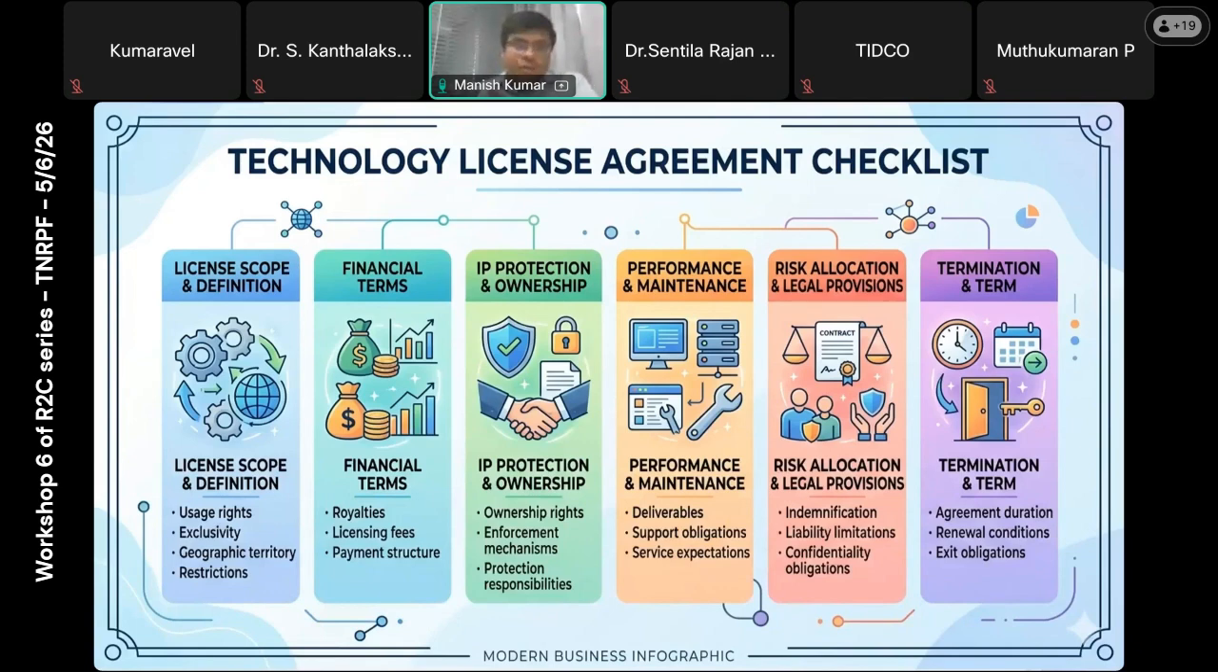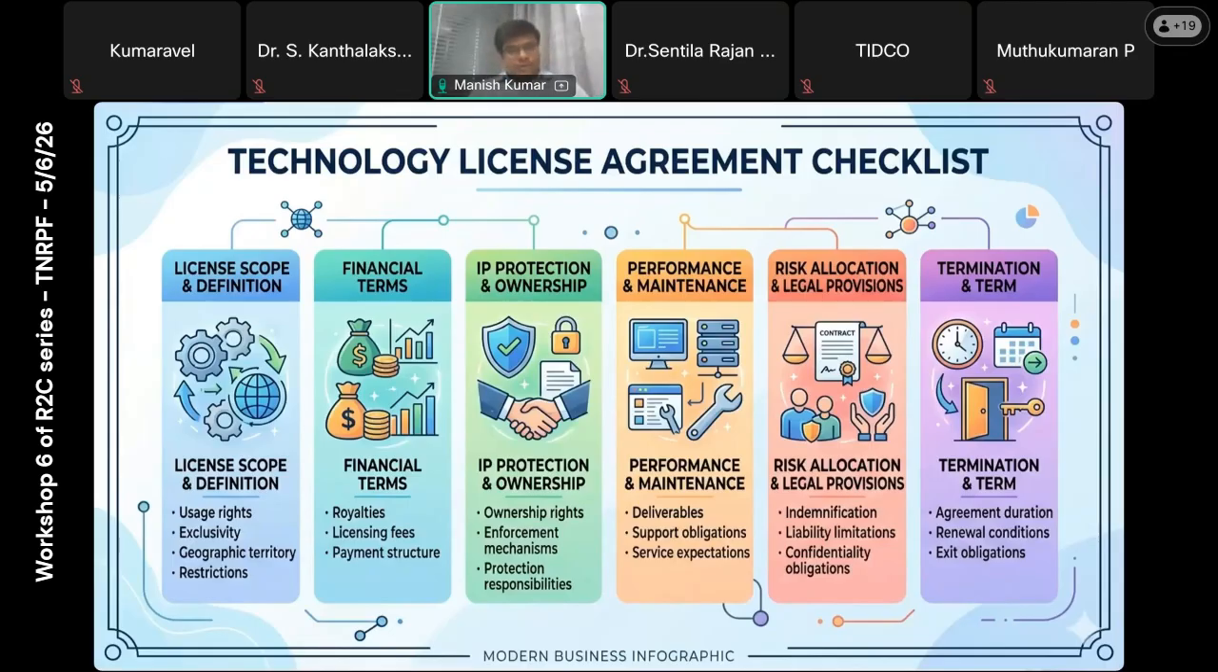If you look into it broadly, there are 4, 5, 6 different kinds of checklist. One is your scope and definition. Second is your financial terms, IP ownership, performance and maintenance, how the project will move forward, risk allocations like your liabilities and indemnification, all of that, and finally the terms and termination.